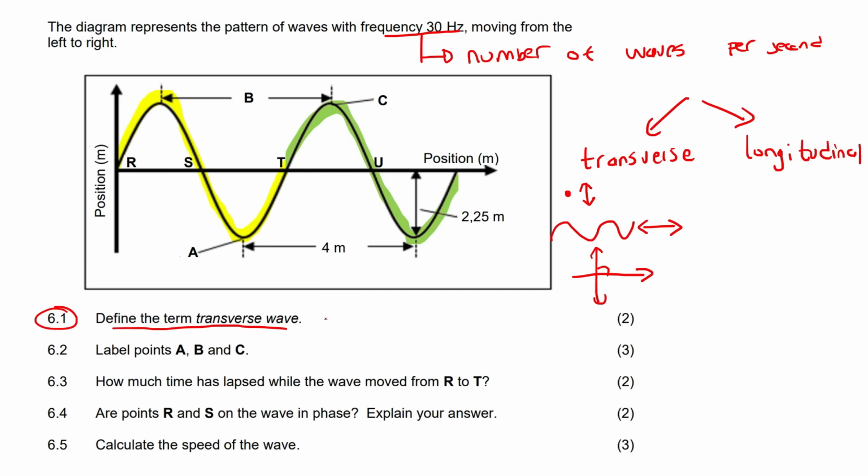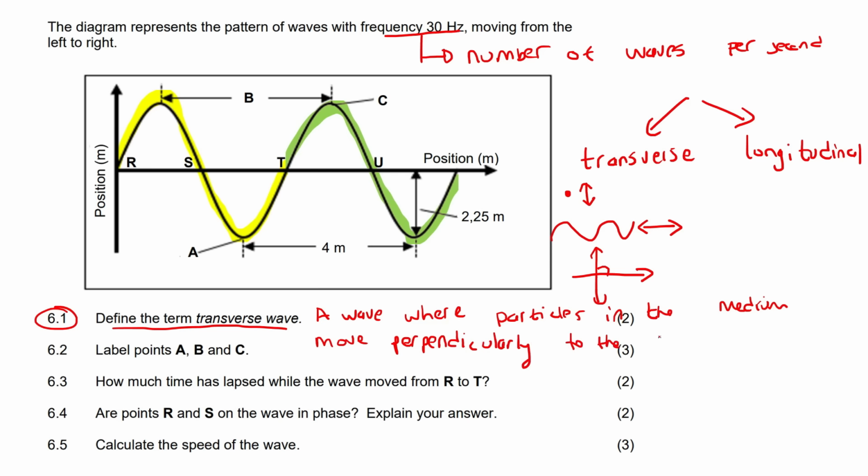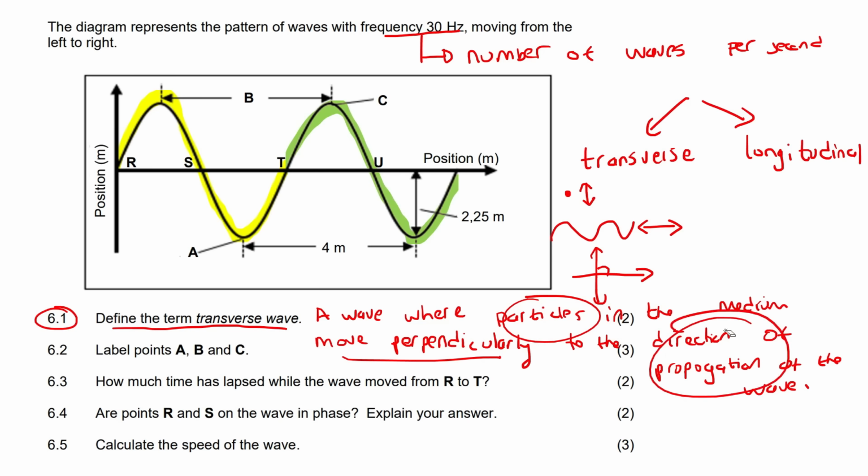So the definition is: a wave where particles in the medium move perpendicularly to the direction of propagation of the wave. So we're just saying that it's where the particles move perpendicular to the direction of the wave.